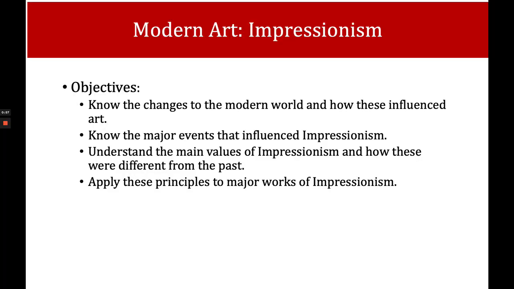Some of the main objectives that I want us to know about as we take a look at Impressionism, which is the first step in this movement towards abstraction, is to know the changes to the modern world and how these influenced art, and be able to apply them to the things that we've talked about before, to how artists are starting to envision the modern world. I want you to also know the major events that influenced Impressionism, some of the major ideas that started to have artists change the way that they represent the world around them, and understand the main values of Impressionism and how these were different from the past.